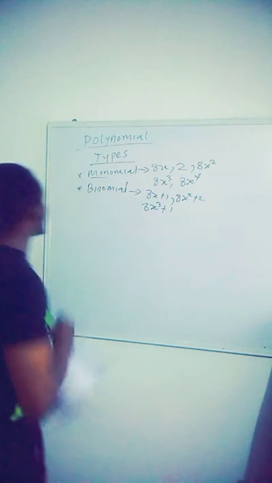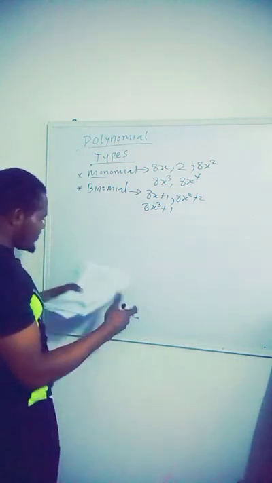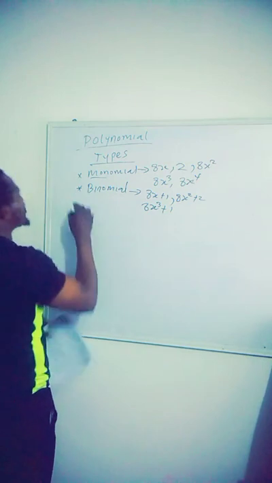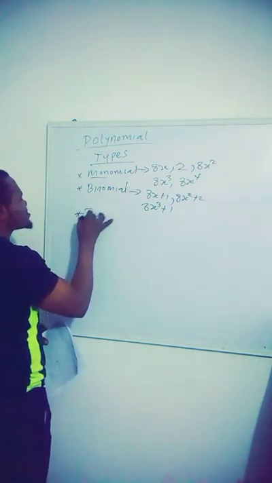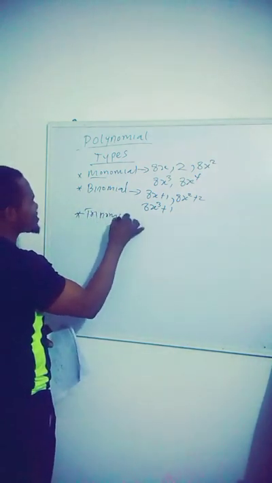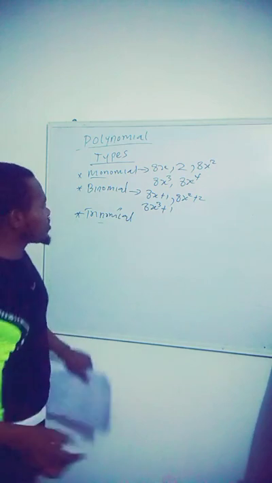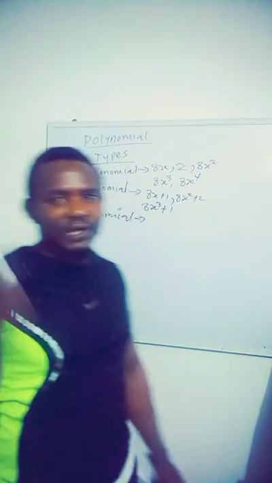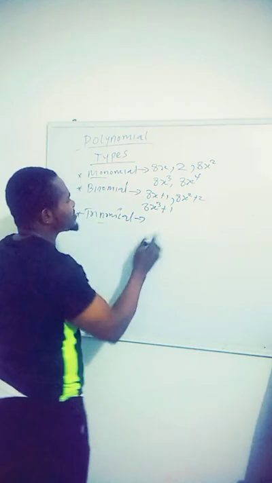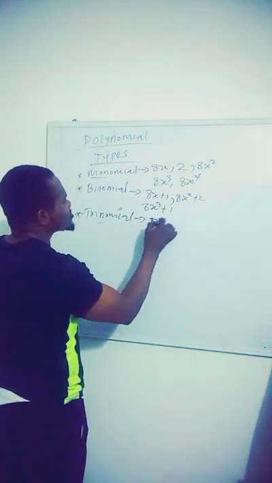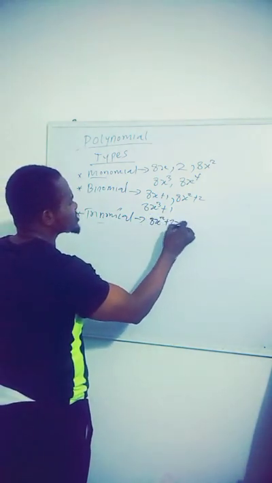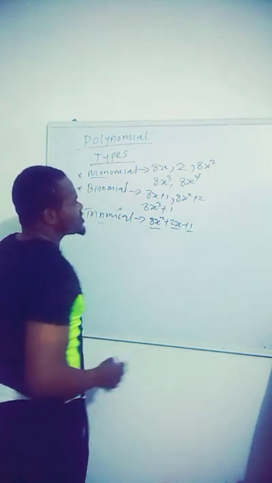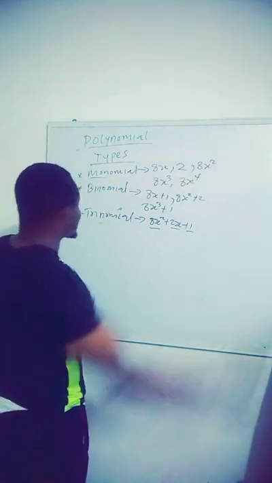So you also have, let's see, I just put some of them. You have trinomial. Nobody will ask this one. You already know what it is now. You are having three terms in a trinomial. You can have x squared plus 2x plus 1. As long as it is 1, 2, 3, it's a trinomial. You can have it in any form.